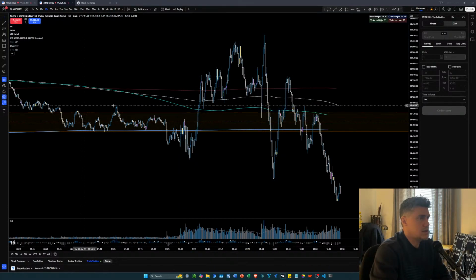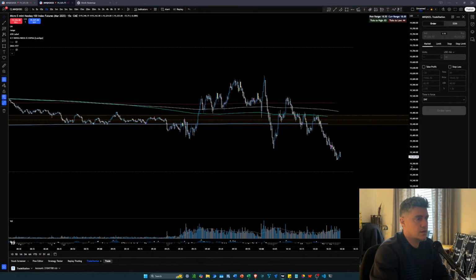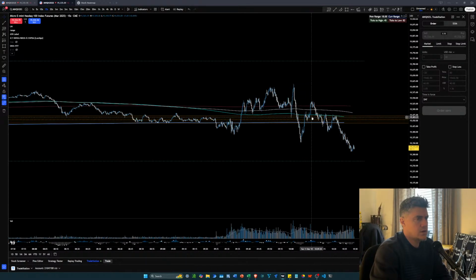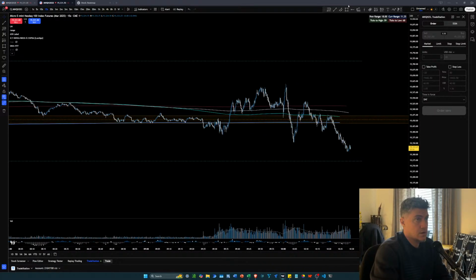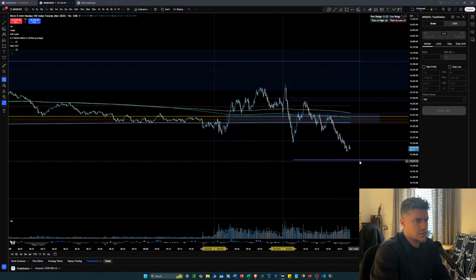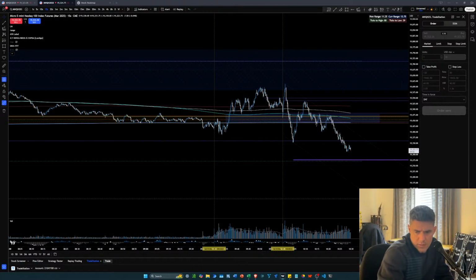Let's see here. Two legs to the downside. Measured move. The measured move lines up with yesterday's low here, so we could see a bounce from this level. Past few weeks have been terrible, but I've been good on the overnight.